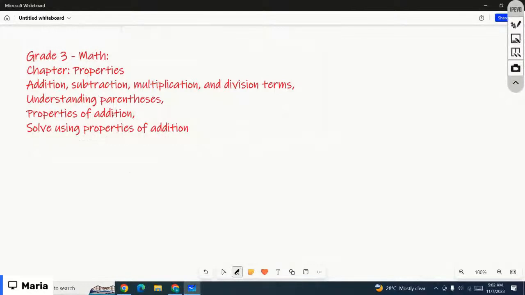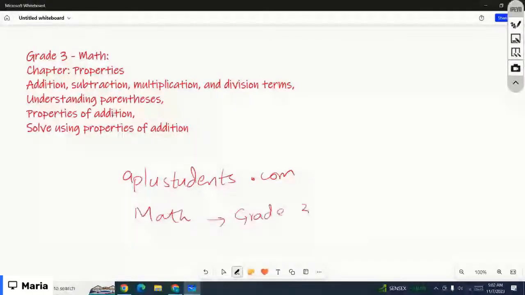So you can find all the lessons on aplusstudents.com. You have to log in there using your email address and password as provided by the administrator. Then you have to select math from the subject tab, scroll down to grade 3, and then click on view all lessons. There you can find a list of the chapters.